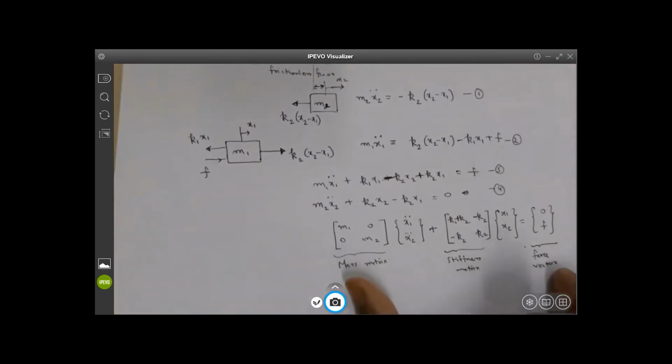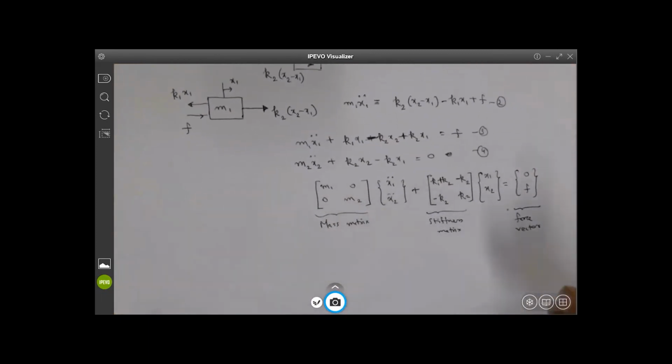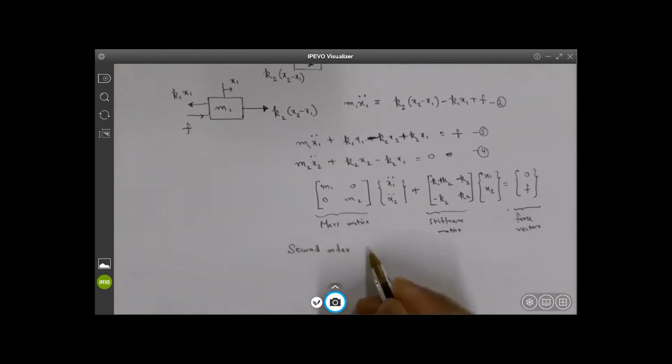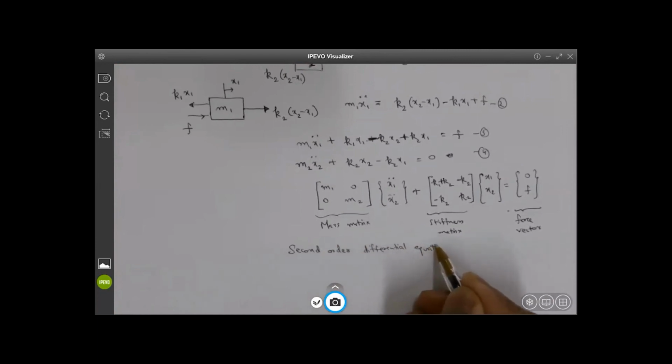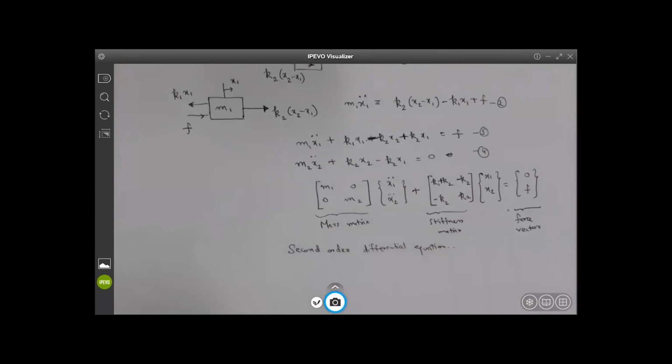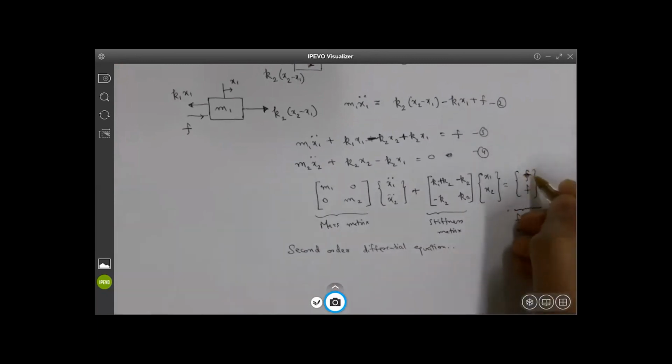So this is what we got. Now this is a second order differential equation, and to solve that, Professor, I think your force vector is off, the F should be on the top. Yes, you are right, thank you. This F has to be on the top and the zero below it.